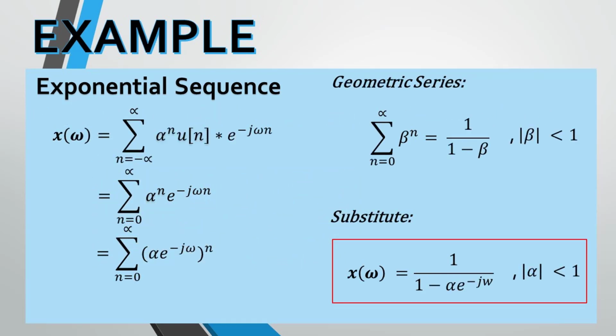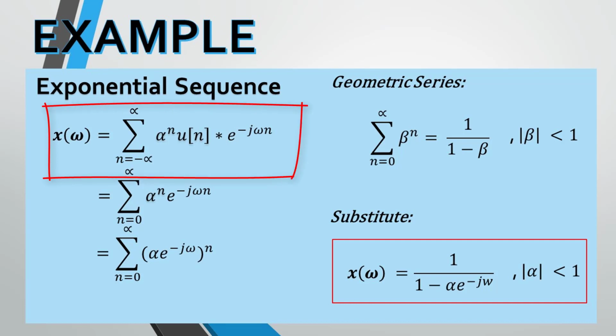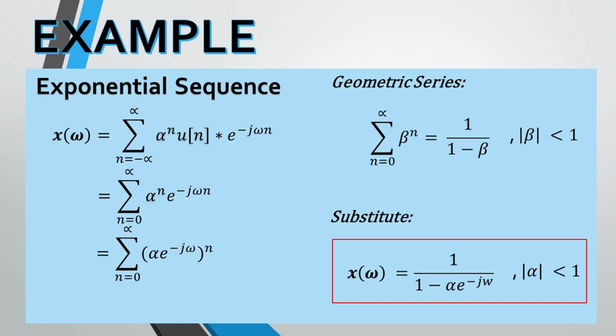Based on the formula, we can write the discrete time Fourier transform as the summation of alpha raised to n times u of n times e raised to negative j omega n, from n equal to negative infinity to positive infinity. Use the u of n to reduce the sum from 0 to infinity. Combine alpha and e raised to negative j omega, which are both raised to the nth power. So we can write this expression as the summation of the quantity alpha e raised to negative j omega, raised to n, from 0 to positive infinity.